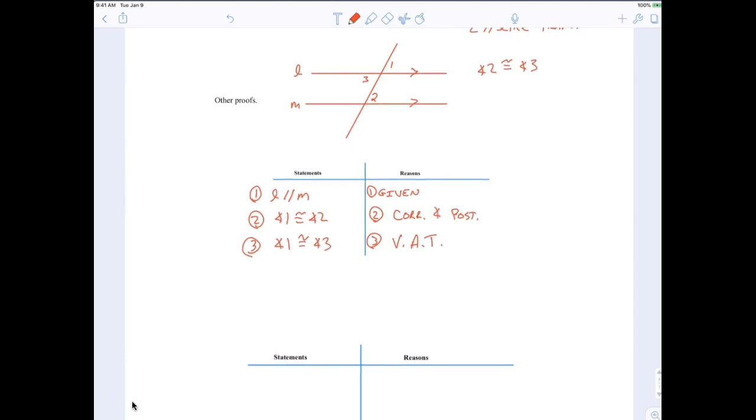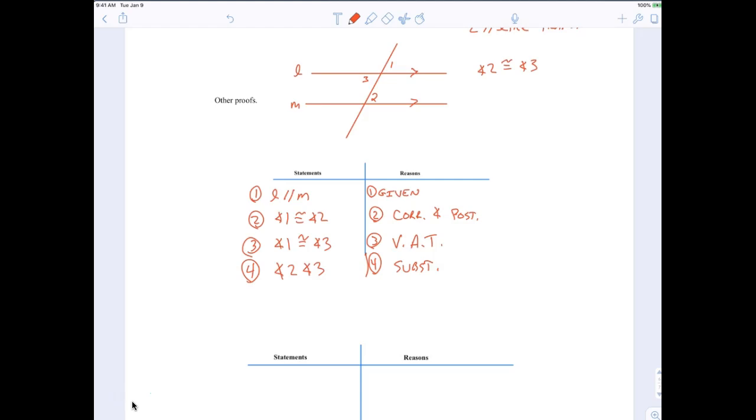So now what can I say? Angle 2 is congruent to angle 3. And that would be substitution. Yep, we could just do a substitution. And so we've now just proven what? That angle 2 is congruent to angle 3. Yes. And so we can say now what?